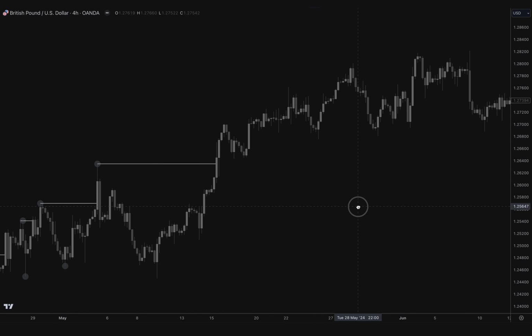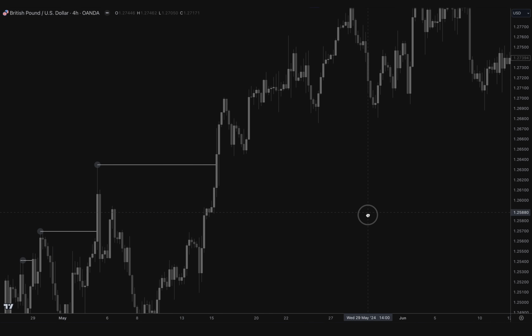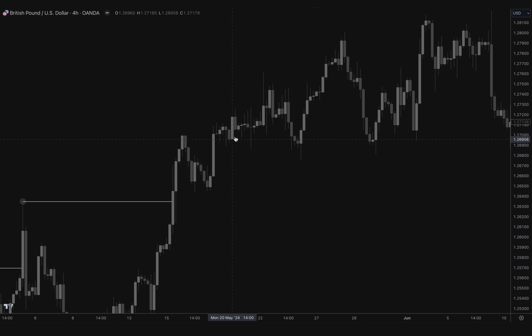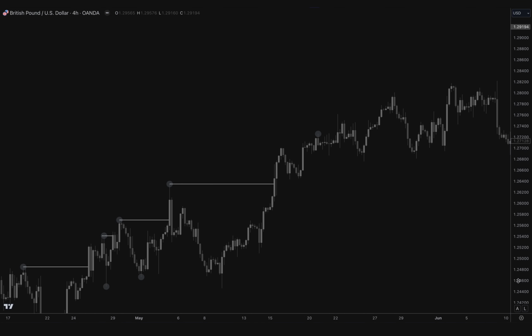So when you have minor structure, you can look at the wicks. They count. The wicks count. You don't need a body close, but that is only for minor structures. So in this case, the wicks there. That means this is the new high in the market. After the new high, you can obviously go back and we mark that new low.